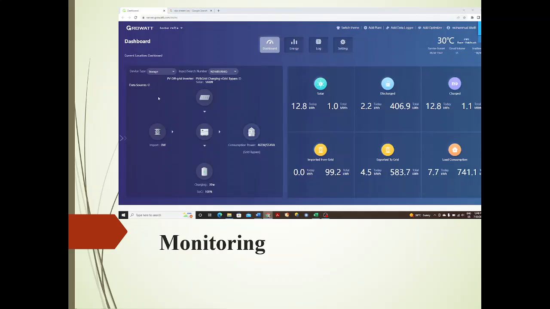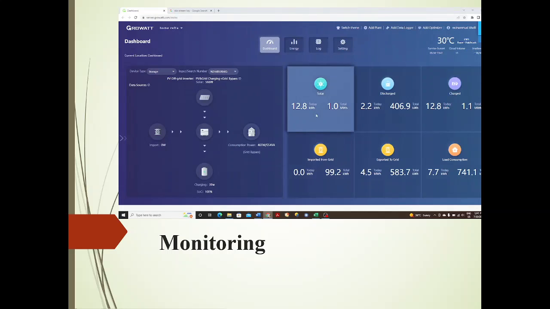In the first scheme we have the power imported from solar, power imported from grid, and then we have the state of the battery, whether it's charging or discharging. If charging, the arrow will be downwards. If discharging, it will be upwards. Here we have state of charge is 100%, and as for the load consumption, now it's low, 465 watts only.